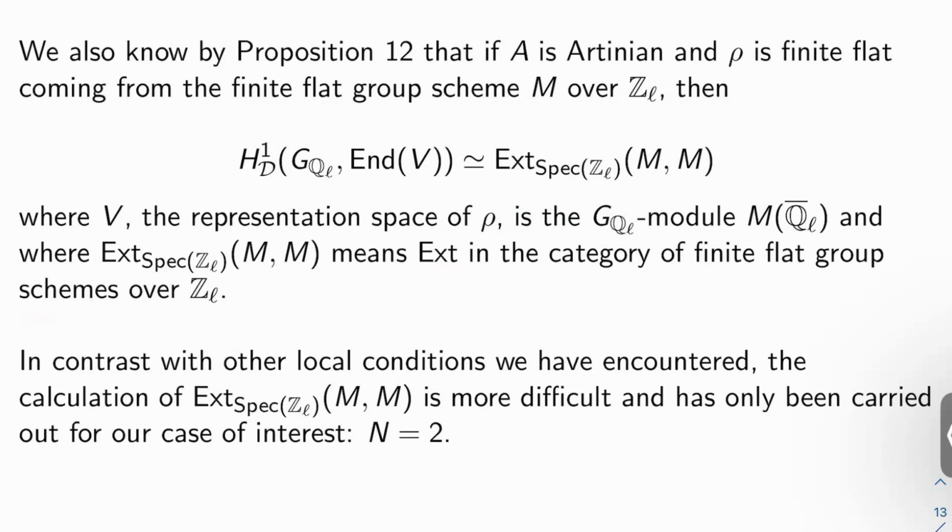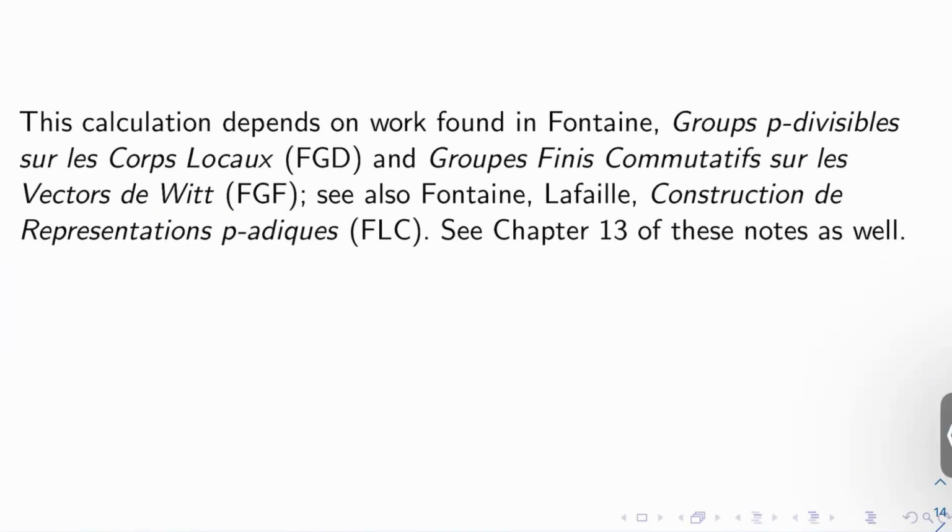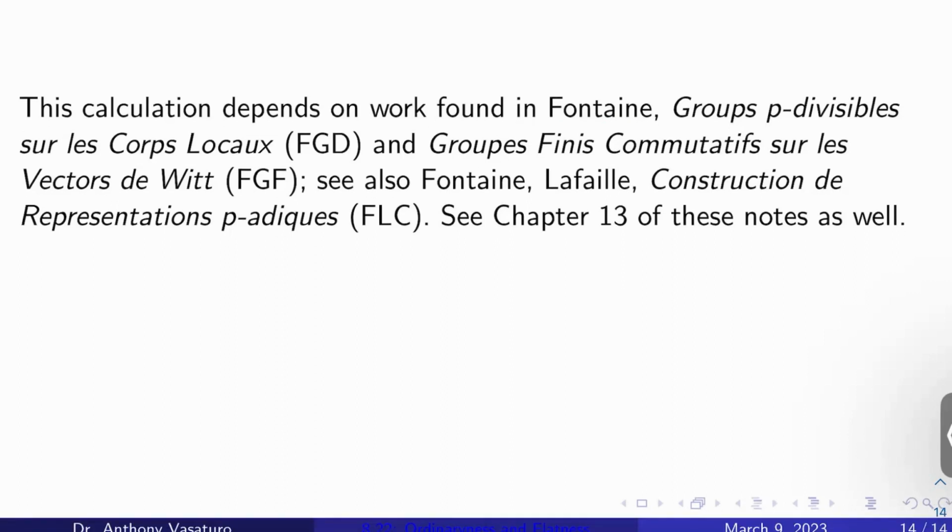Okay. Now, in contrast with other local conditions we've encountered, the calculation of this extension group is much more difficult, and it's actually only been carried out for our case of interest, which is n equals 2, but thank God it's been carried out at all, especially in the case we need. I'll end this video and hence this chapter giving you some references for this finite flat stuff and looking ahead. This calculation depends on the work found in Fontaine and Laffaille's papers. So I'll end this chapter by giving you some references here, so Fontaine's work, where you can go learn more about this finite flatness stuff and how this Ext group was calculated. We'll talk about this more though in chapter 13 of my notes.